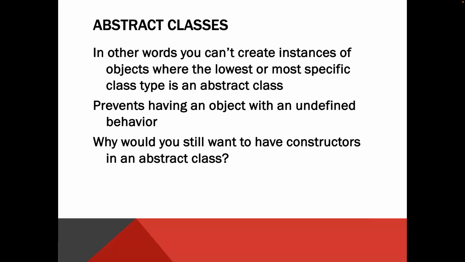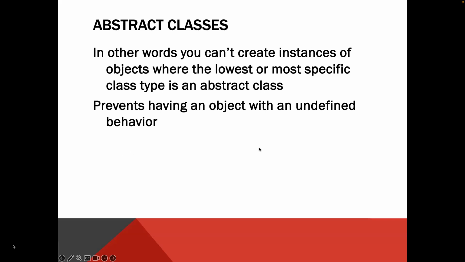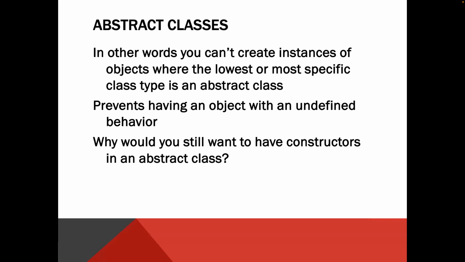However, so we know that we can't call constructors, but we may still want to have constructors in the abstract class. And if you remember, anytime an object of a child class is created, the first thing that the constructor of that child class is going to do is call its parent class, who's going to call its parent class, who's going to call its parent class until it gets up to object. So we may want to have a constructor in that space in our abstract class. Okay.